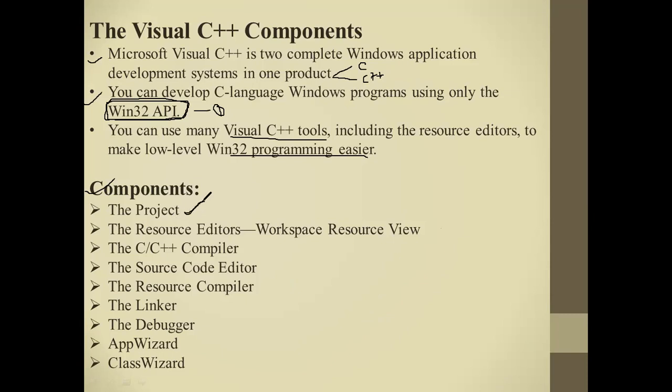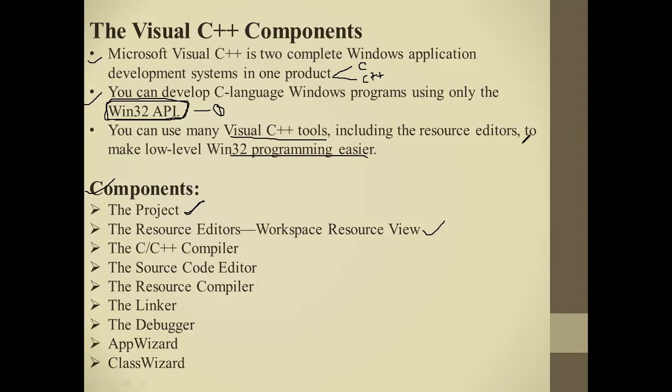So the first thing in the components is your project. Then there will be a resource editor, or basically the workspace. The workspace consists of all the information regarding whatever tools you are using, what variables you are using, what buttons, what menu bar, what text bar you are using, and whatever events you are performing. The entire details about the events are stored in the workspace.